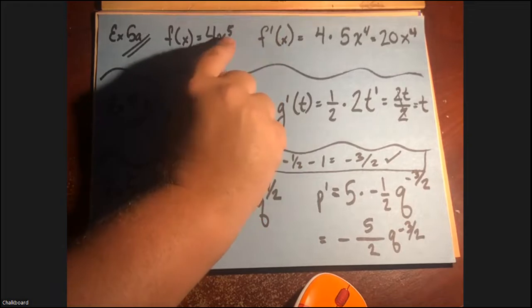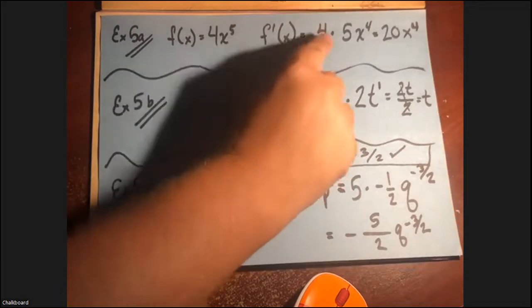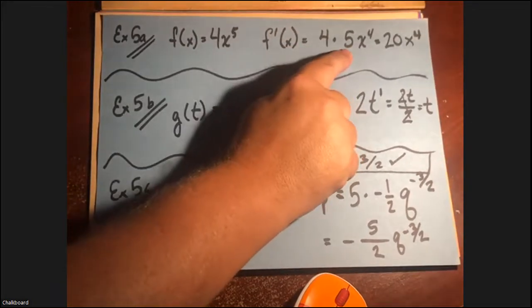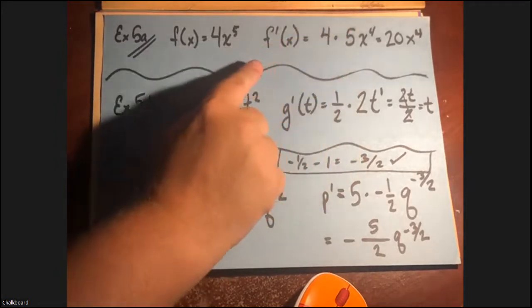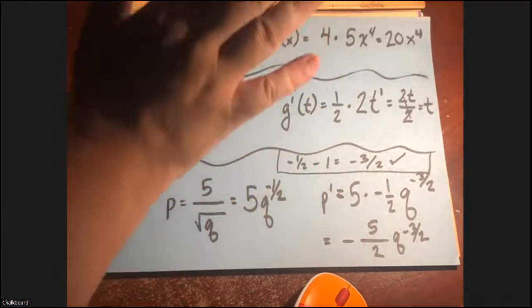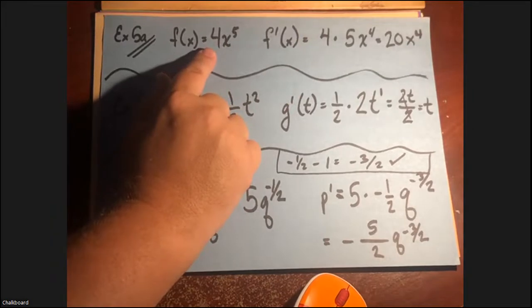f prime of x would be, start with the exponent, the 5. So we have a 5 here, and then, oh, I'm sorry, start with the constant, my bad. Let's start with the constant. The constant that is here, the 4, you ignore it for a minute. That's what the constant rule says.